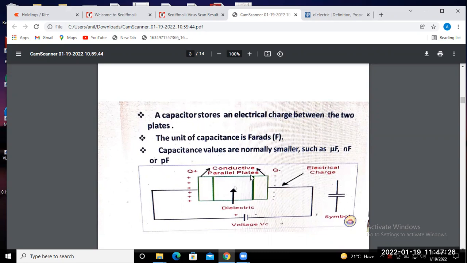These two are conducting plates connected in parallel. This is the dielectric medium, and the charge stored in the two plates is positive charge here and negative charge here. When you apply a battery across this capacitor, electrical energy is stored in the capacitor, and whenever you require that electrical energy, the capacitor can be used to supply it. Okay.